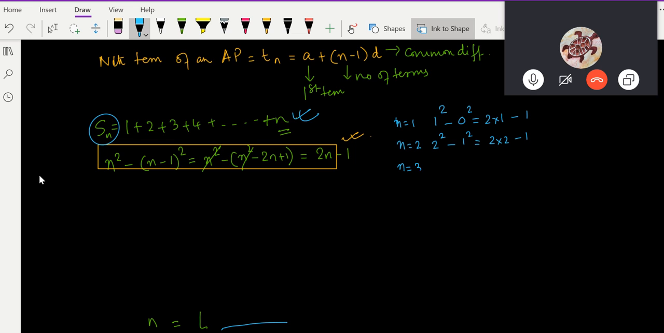n equal to 3: 3 square minus 2 square is 2 into 3 minus 1, and I continue this till n equal to n. So then n square minus n minus 1 whole square is equal to 2n minus 1. We already saw that, right? So I will just add up all these terms.